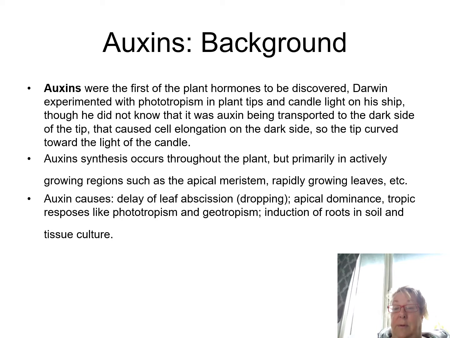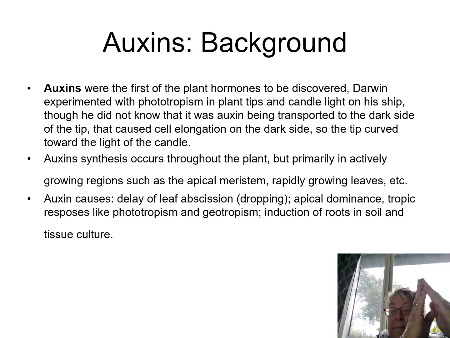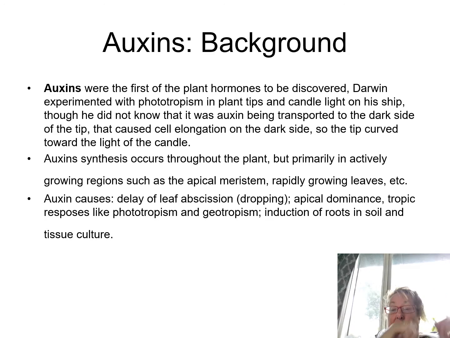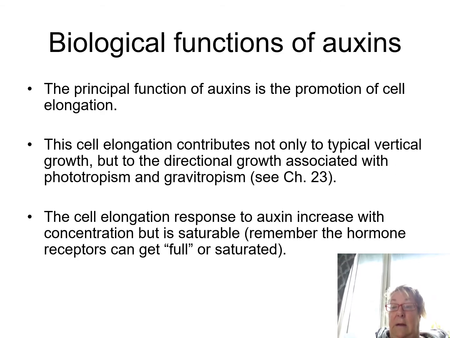It causes apical dominance, which is where the top of the plant grows the best, like a Christmas tree. And lastly, it can cause roots in soil and in tissue culture. There are many different compounds called auxins. The one that occurs naturally is IAA, indole acetic acid. They're made from tryptophan, which is an amino acid.